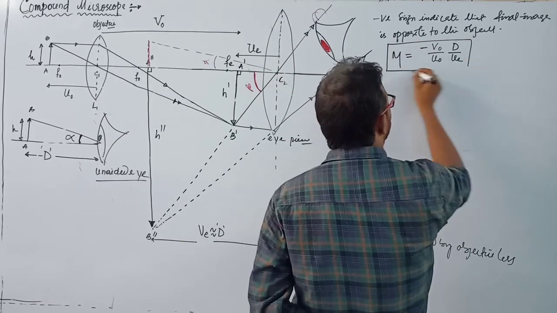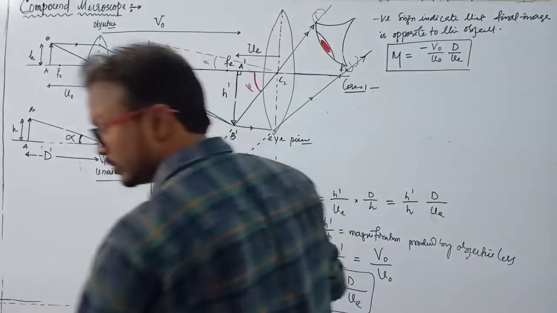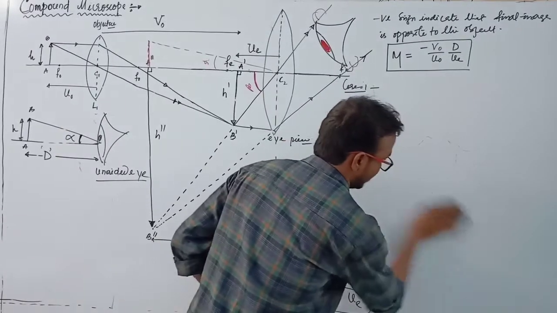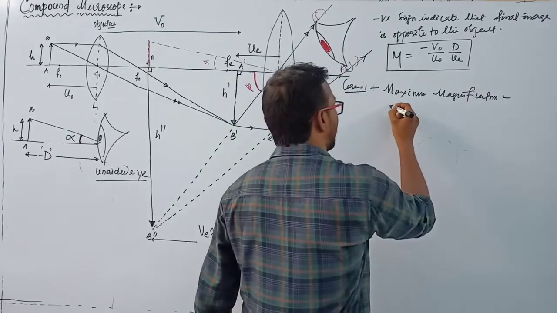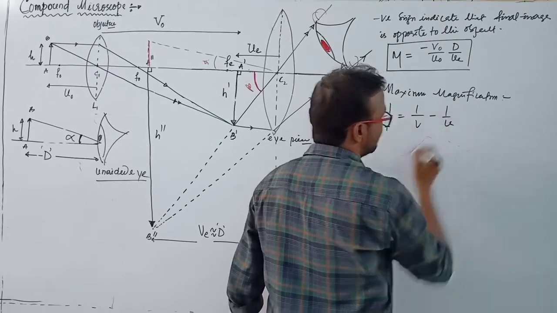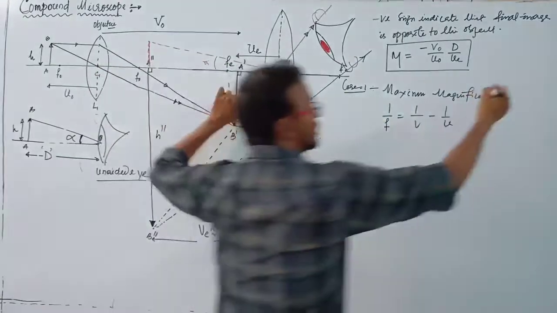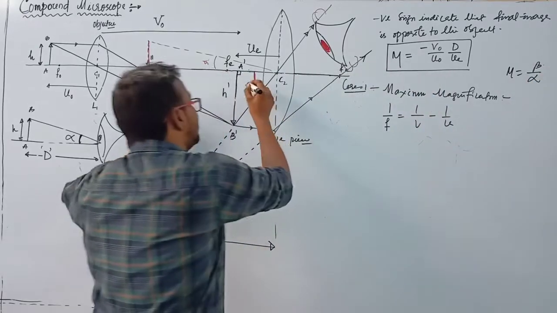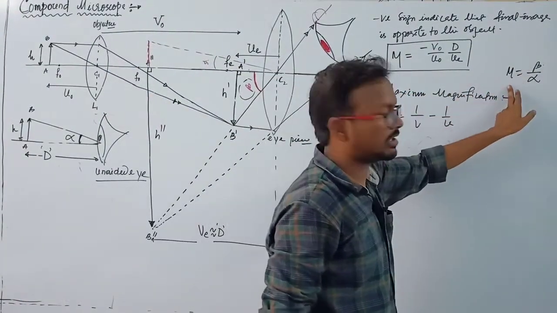Clear? Now we have to find two important cases. Case 1. So first we will discuss case number 1. What is case 1? In this case we have to find the maximum magnification, or maximum magnifying power, of the compound microscope. For maximum magnification we have the lens formula, 1 by f equal to 1 by v minus 1 by u. For maximum magnification this angle should be greater. Why? Because we have the relation m equal to beta by alpha, and this beta should be maximum. If beta is maximum, then the magnifying power of this compound microscope will be maximum.